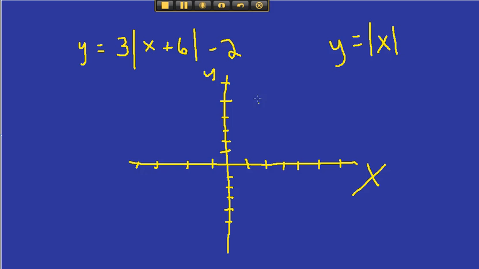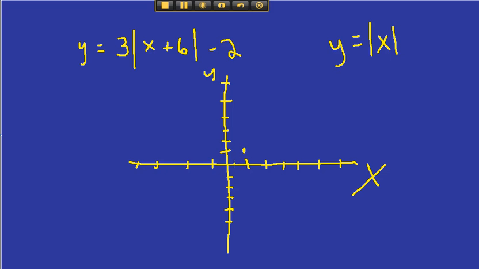Okay, to remember graph theory, this plus 6 is going to shift the graph 6 units to the left. This minus 2 will be a vertical shift, and it's going to move the equation 2 units down. This is going to squeeze the equation, make it skinnier, by a factor of 3. So the graph of y equals absolute value of x is going to look something like this.